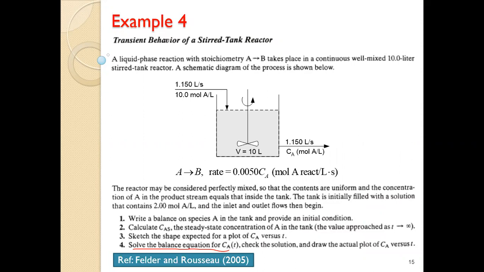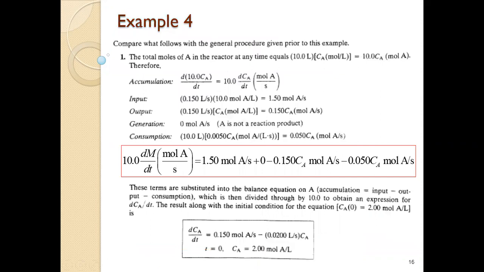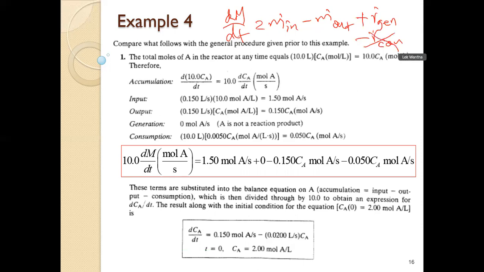Okay, the first question: you have to construct the mass balance. The mass balance equation is dm by dt equal to m in minus m out plus generation minus consumption. For this case, there is no generation, because A is a reactant. So dm by dt, the accumulation, equals m in minus m out minus consumption.